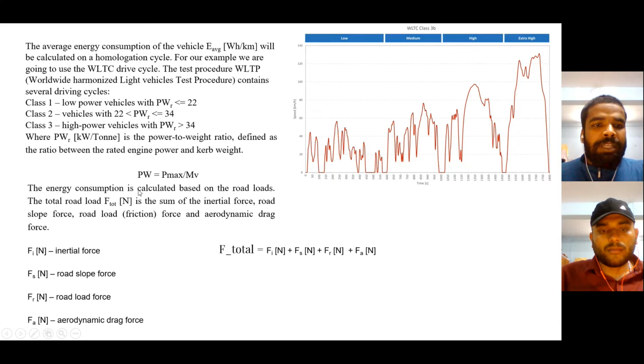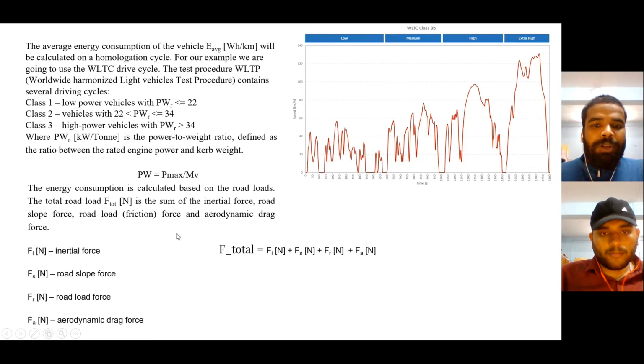The energy consumption is calculated based on the road load. There are different types of load acting on our vehicle when it is moving on the road. The total road load is the sum of the inertia force, the road slope force, the road load that is the frictional force, and lastly the aerodynamic force. The inertia force means the mass force, denoted by FIN, and the road slope force is the gradient force, denoted by FSN. The third one is the road load force, that is the frictional force, denoted by FRN. And the last one is the aerodynamic drag force, denoted by FAN.